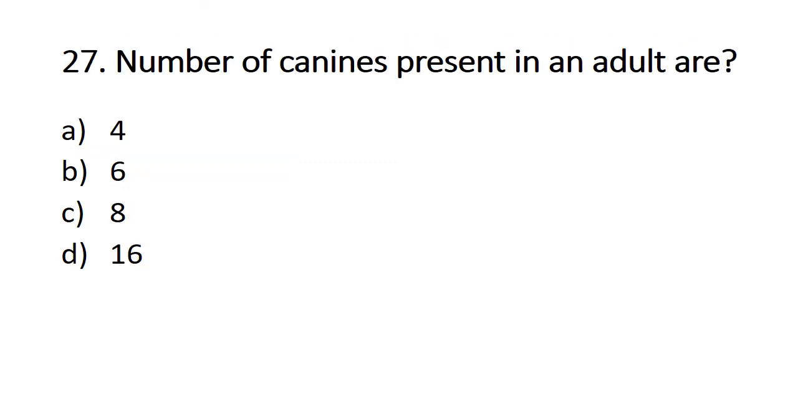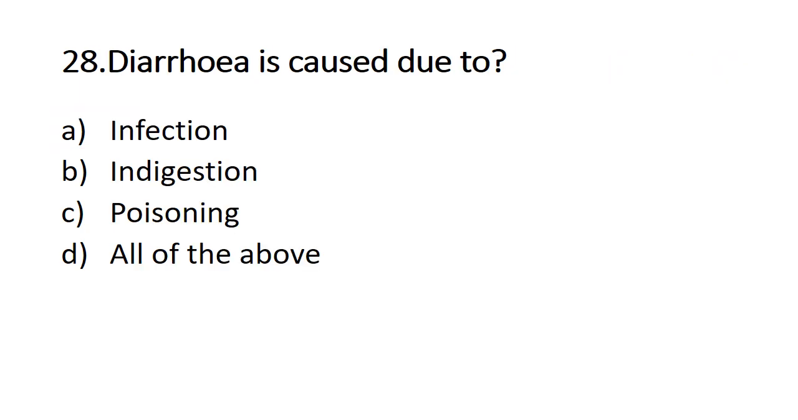Number of canines present in an adult are: A. 4, B. 6, C. 8, or D. 16. So, the correct answer is option A. 4. There are 4 canines present in adult teeth. Let's move on to the next question.